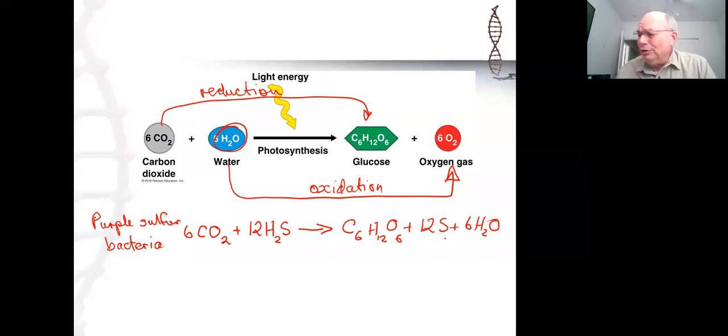Now, Van Niel looked at this and said, this is a redox reaction. I can tell that. Carbon dioxide is being reduced to glucose, and the source of the electrons is the H2S. And so H2S is being oxidized to sulfur, and we get some water as an end product as well. It looks a whole lot like photosynthesis. And Van Niel suspected that the proper equation for photosynthesis ought to look like this.